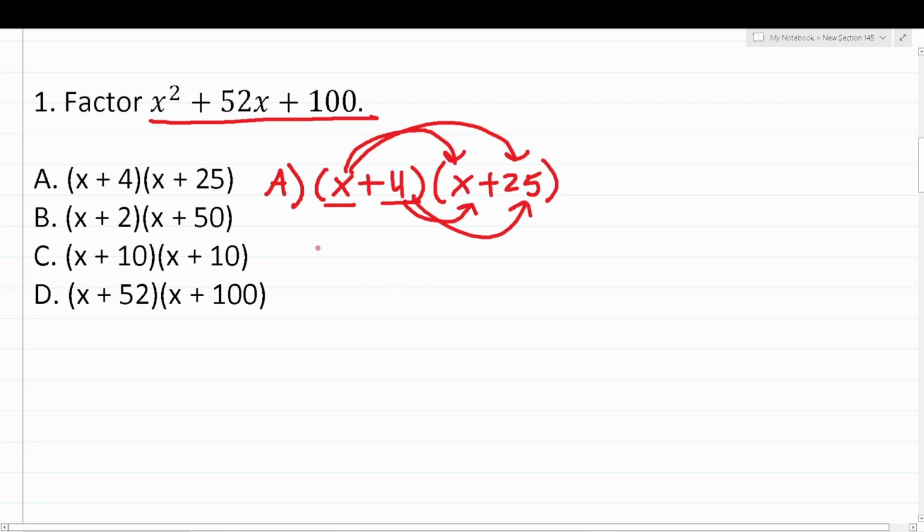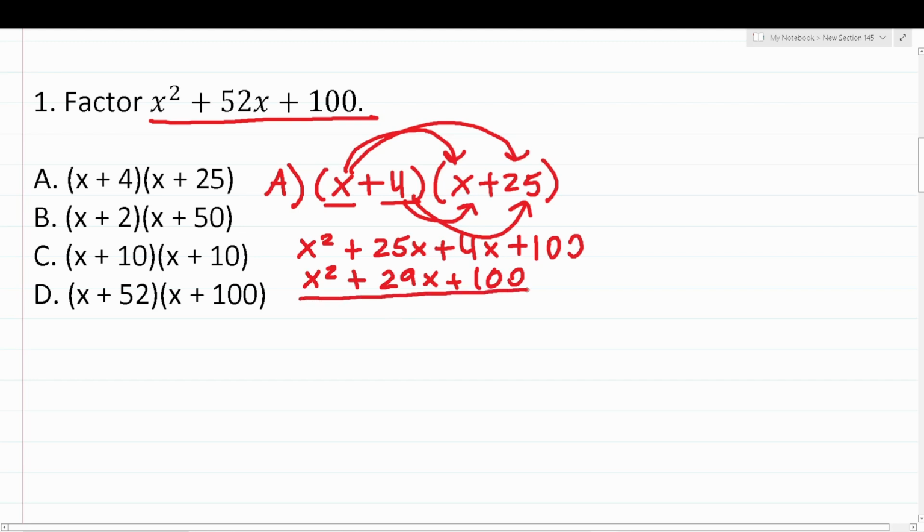X times x is x squared. X times 25 is 25x. 4 times x is 4x. 4 times 25 is 100. Let's go ahead and simplify this by combining like terms. We have x squared plus 25x plus 4x, which is 29x, plus 100. All right, so we've simplified that as much as possible.